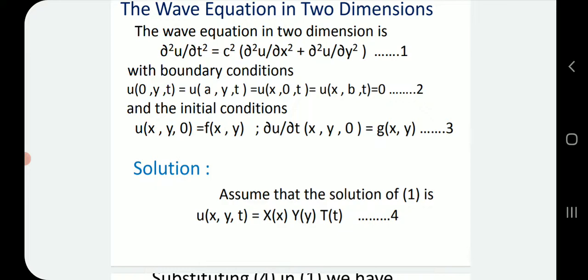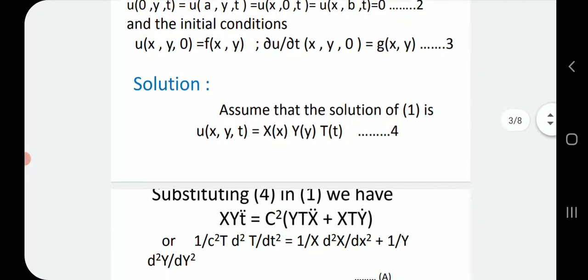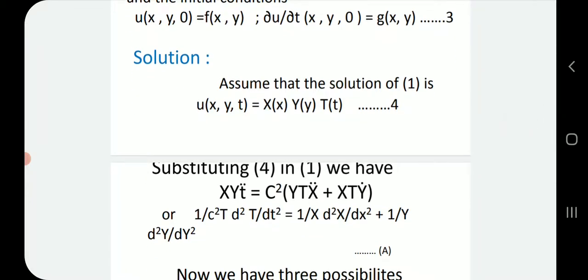This is equation fourth. Now we substitute equation fourth in first. So first we find ∂²u/∂t², then ∂²u/∂x² and ∂²u/∂y². We differentiate equation fourth with respect to x, y and t and put it in first. We get XY T'' = c²(YT X'' + XT Y'').